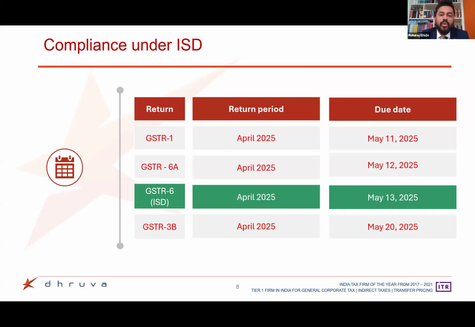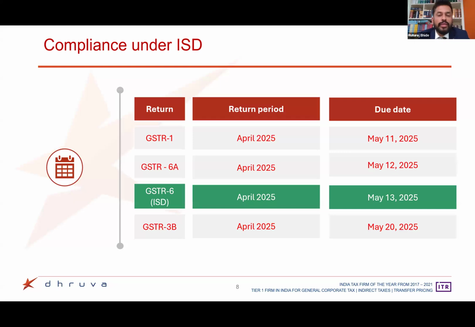He will file his GSTR1 on 11th of May. On the basis of whatever invoices have been reported in the GSTR1 of your vendors, there will be an auto-populated GSTR 6A, which will get generated on the 12th of May. So the way we have GSTR 2B, this is similar for the purposes of ISD. We will have an auto-populated GSTR 6A in which all the invoices which my vendors have raised on the ISD will get populated. So this is happening on the 12th of May.